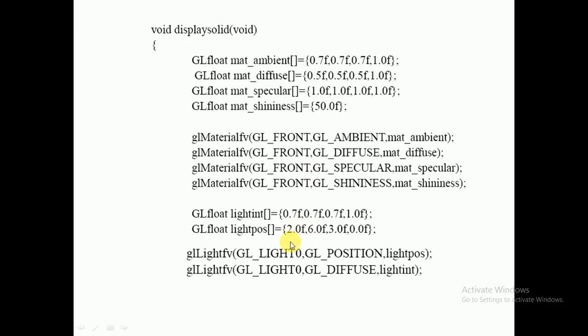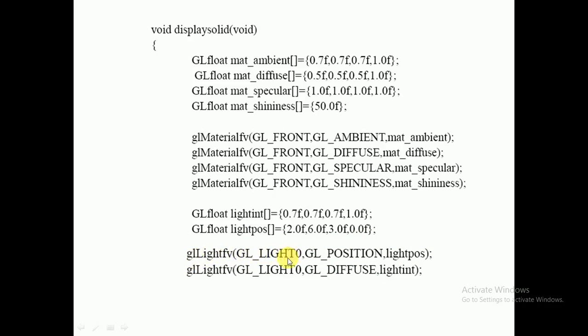That means the light is at position 2 units at x, 6 units at y, then 3 units, then this is the alpha factor, right? This is what light is. Then light effect, that is light position. Then you can use up to 8 different lights, that is GL_LIGHT0 up to GL_LIGHT7. This is the GL constant light effect.